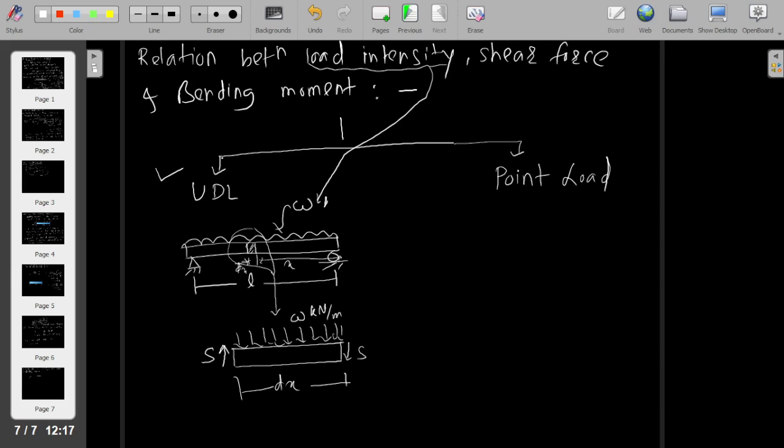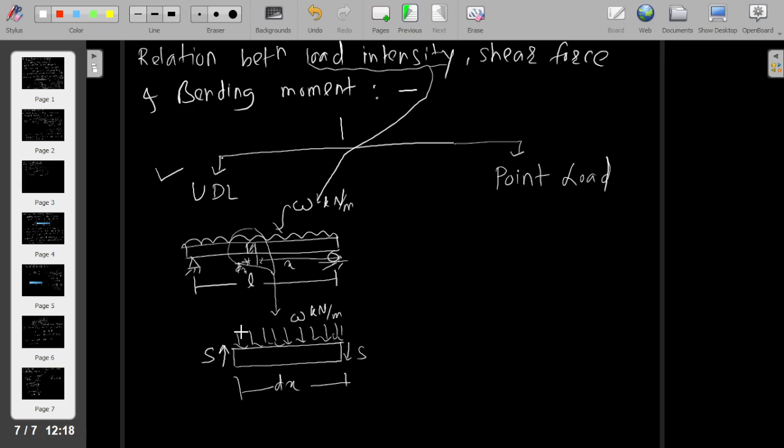This is also kilonewton per meter. You always write kilo with a small k and Newton with a capital N, because it is named after the honorable scientist Sir Isaac Newton. The K is kilo, and in kilogram also we are using k. So we write small k, capital N, and m for meter.